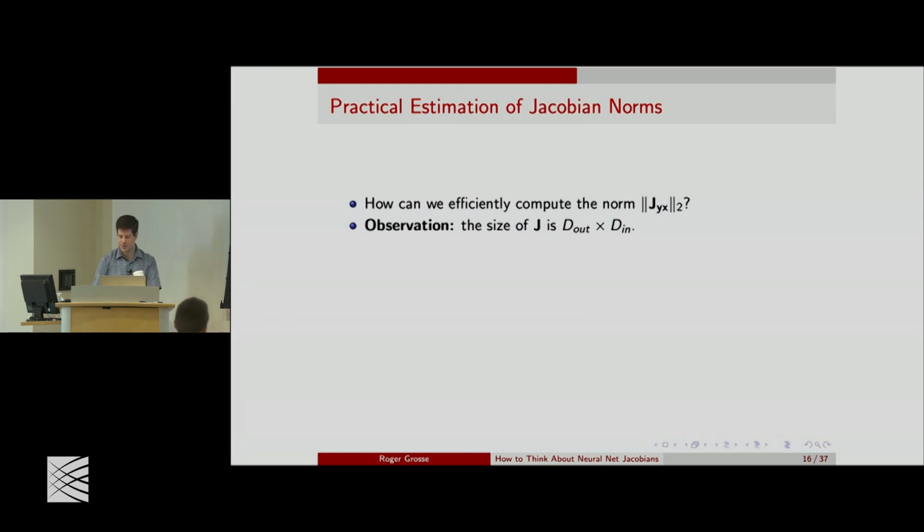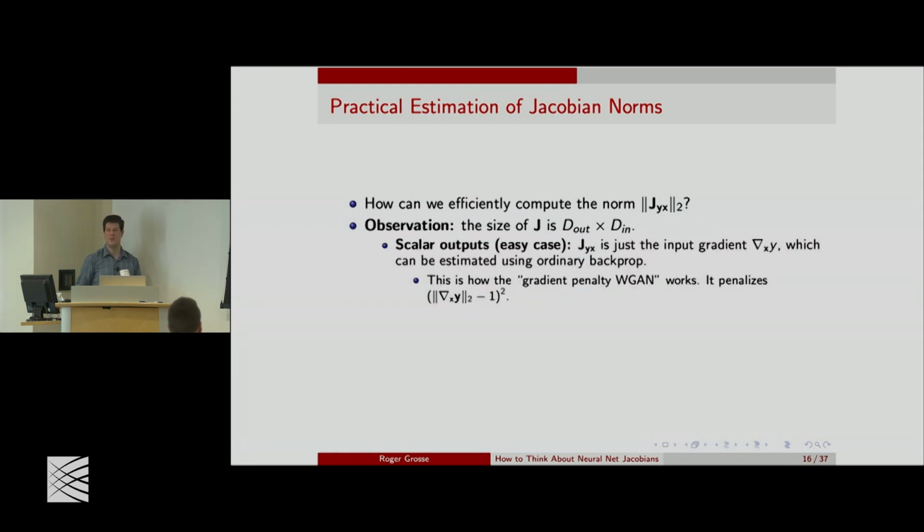Right, so how can we actually compute Jacobian norms? If you've trained a network and you want to know what's the 2 norm of the Jacobian at a particular point, how can we do that? One thing to observe is that the size of the Jacobian is the output dimension times the input dimension, so this can be pretty large.